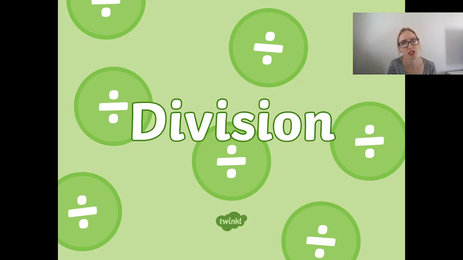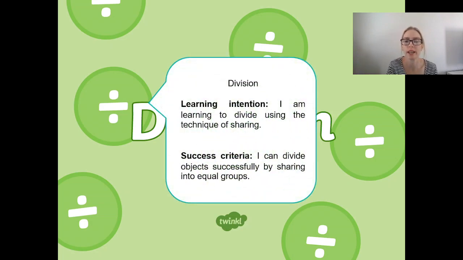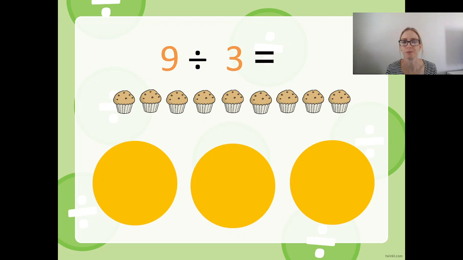We're still looking at division. As you know, we have been looking at division as sharing the entire week, so we're going to continue doing that today. The learning intention is: I'm learning to divide using the technique of sharing. Division can be done in other ways, but we are looking at it as sharing. And the success criteria, which shows that you can do it, is: I can divide objects successfully by sharing into equal groups. All right, let's get stuck in.